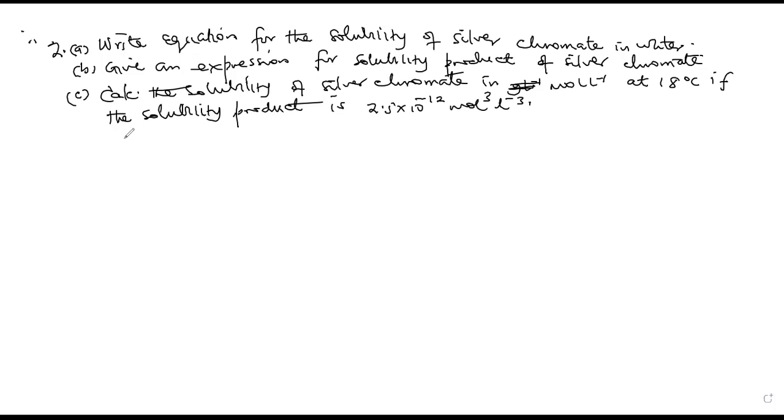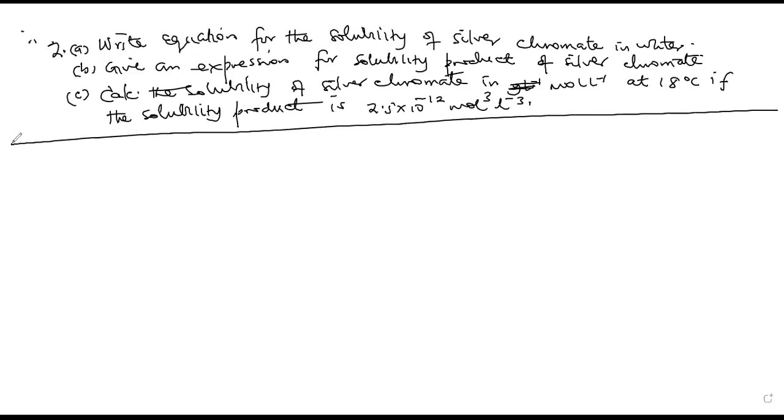That is what we are having as our question here, and we can start on it and you see how easy it is. Write the equation for solubility of silver chromate. So for part A, we shall have our silver chromate solid plus aqueous to give silver ions and chromate ions.